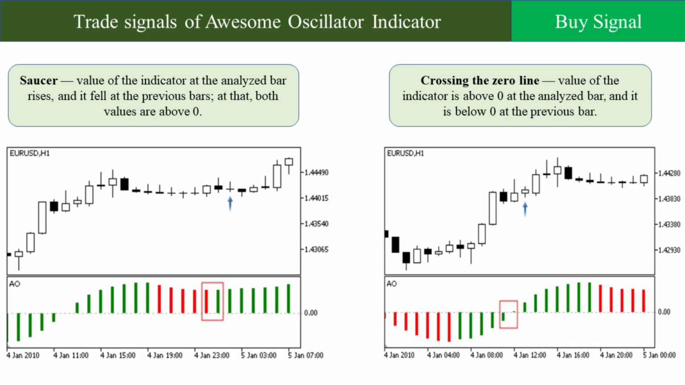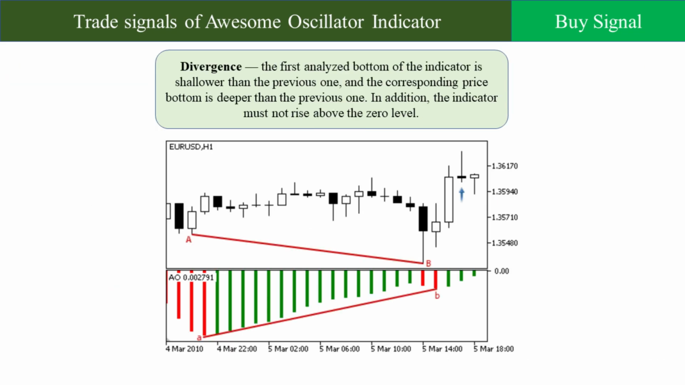Test the trade signals of Awesome Oscillator Indicator by Signal. Saucer: value of the indicator at the analyzed bar rises, and it fell at the previous bars. At that, both values are above 0. Crossing the 0 line: value of the indicator is above 0 at the analyzed bar, and it is below 0 at the previous bar. Divergence: the first analyzed bottom of the indicator is shallower than the previous one, and the corresponding price bottom is deeper than the previous one. In addition, the indicator must not rise above the 0 level.